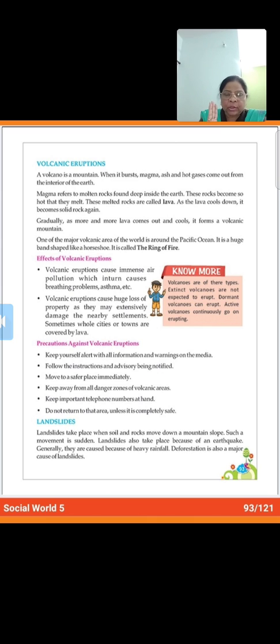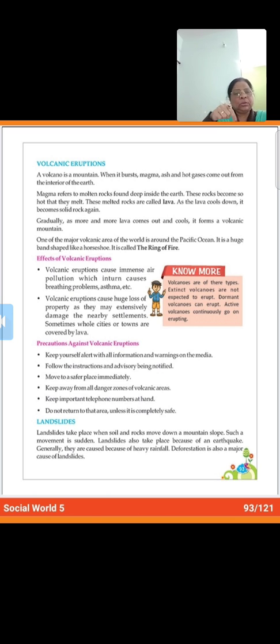Three types. Okay. Extinct means that is finished. That is no more erupting. Then dormant, that is sleeping. It may occur, it may not occur. And third is the active one. Active ones erupt anytime because they are active. Okay, so three types of volcanoes are there. Remember their names. First is extinct, second is dormant, and third is active.